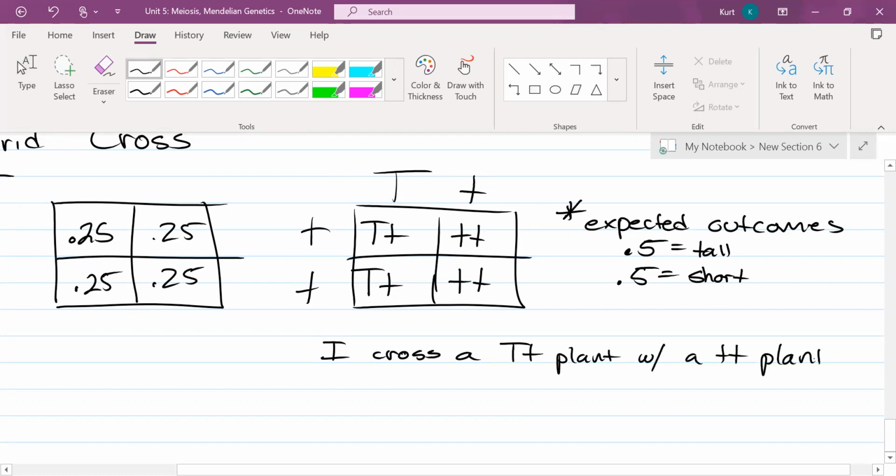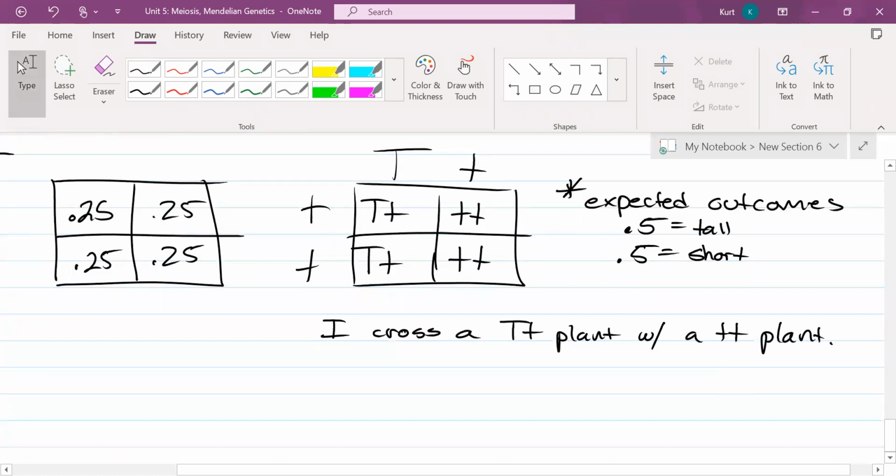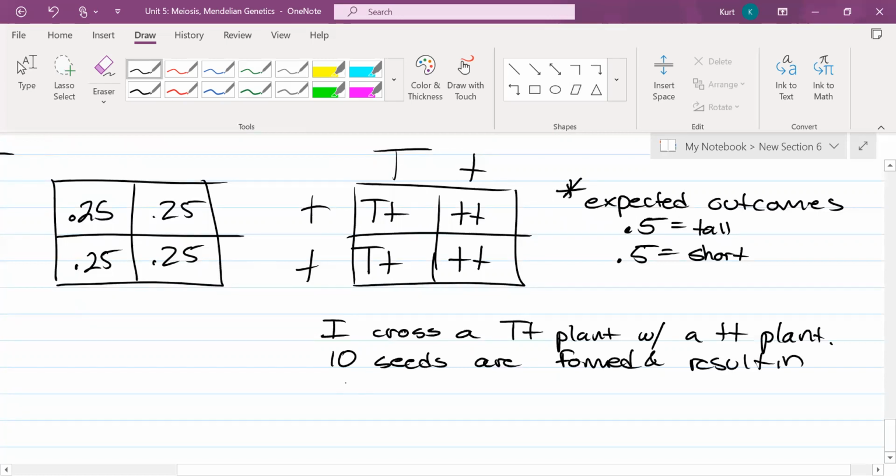Again, I'm trying to save time, so I'm abbreviating my words here. 10 seeds are formed and result in 7 tall and 3 short. Is this likely?